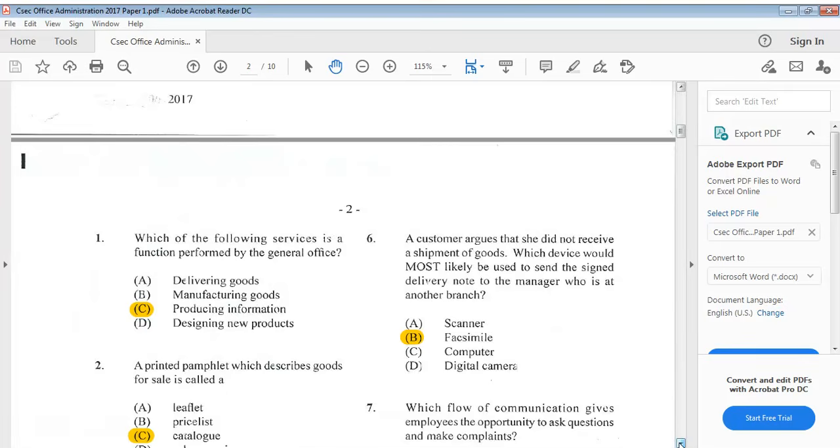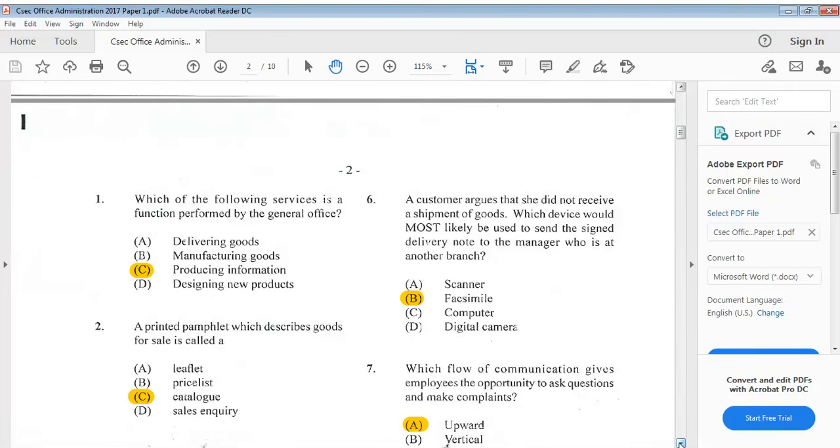The first question says, which of the following services is a function performed by the general office? A. Delivering goods. B. Manufacturing goods. C. Producing information. Or D. Designing new products. So our answer would be C. Producing information. And this question was on the May-June 2019 past paper 1.